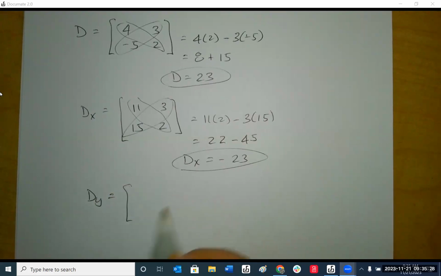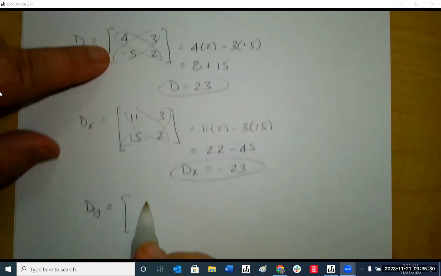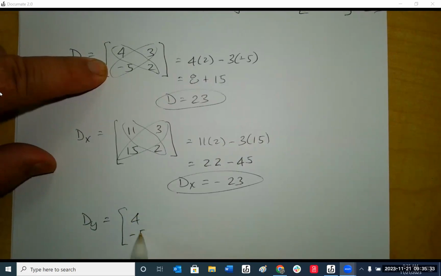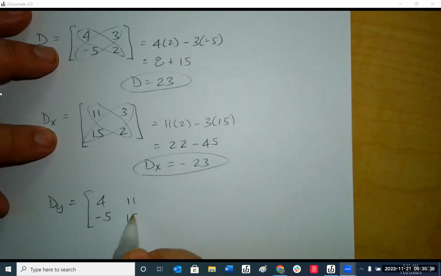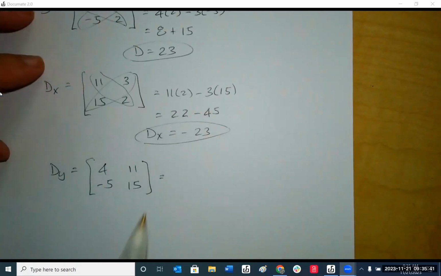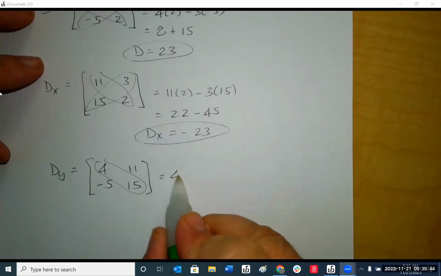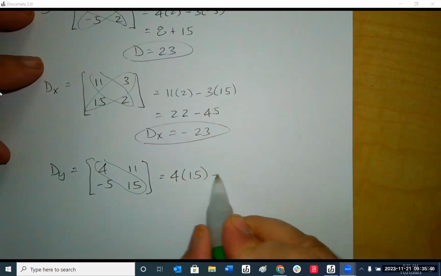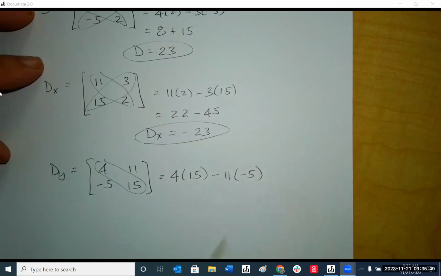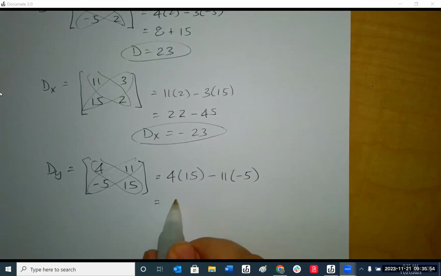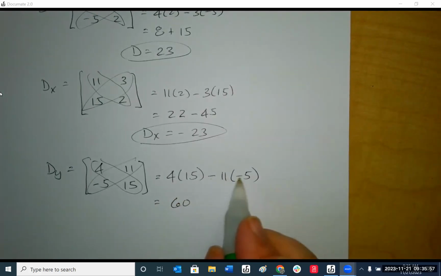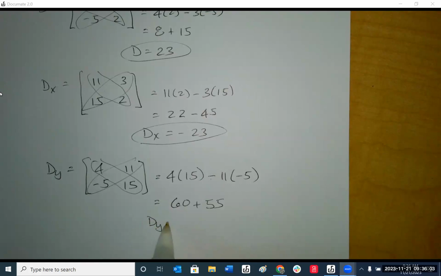Dy, leave the x alone, which is 4, negative 5, and I put the answers, the 11, 15, in the y column. Four times 15 minus 11 times negative 5. 4 times 15 is 60. Negative and negative is a positive 55. So my dy is 115.